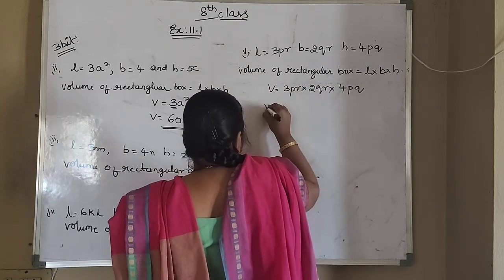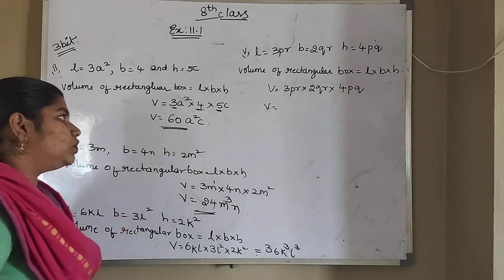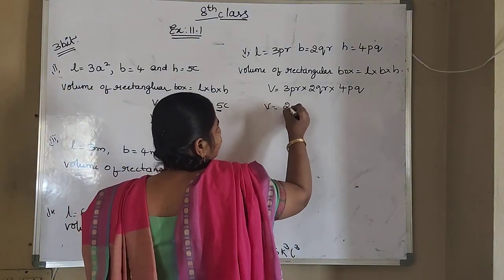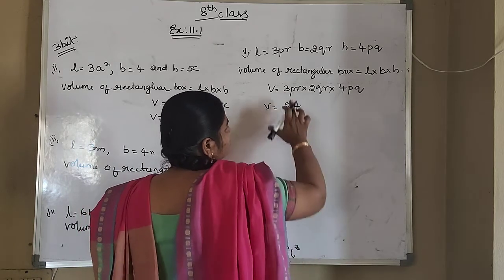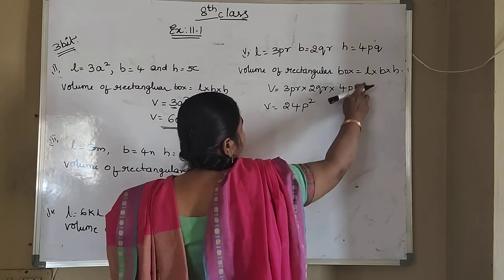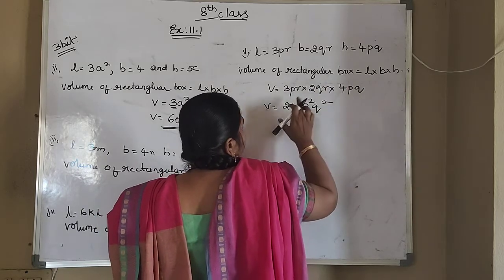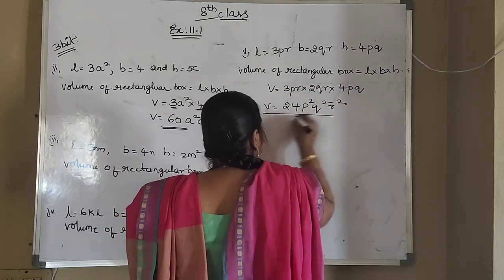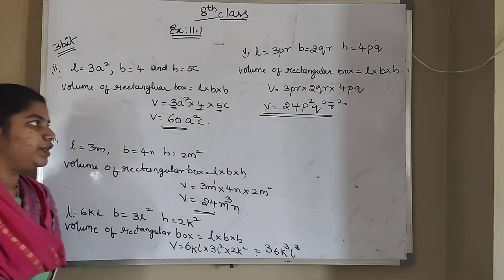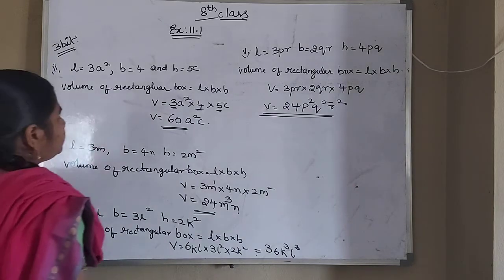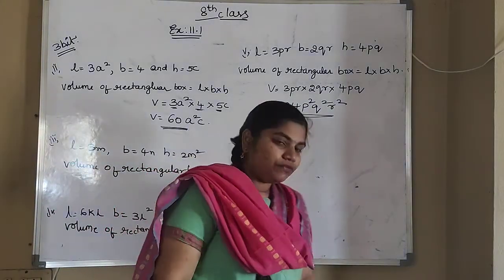Okay, so first multiply the numerical terms. 4 2s are 8, 8 3s are 24. And how many p's are there? 1 and 1, p square. How many q's are there? Q power 1, q power 1 will be q power 2. How many r's are there? R power 1, R power 1, that is r square. So what is the volume here? V is equals to 24 p square q square r square. So this is our third bit. Next, fourth bit.